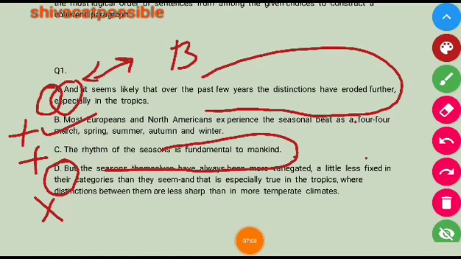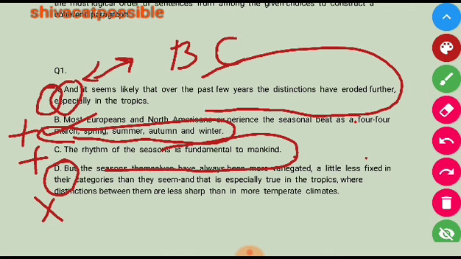Okay, we can see that B is a starting sentence. Then the rhythm of seasons is fundamental to mankind. Here, the rhythm of seasons is said approximately about the spring, March. So the next connecting word can be C. Hold on, B or C is correct.